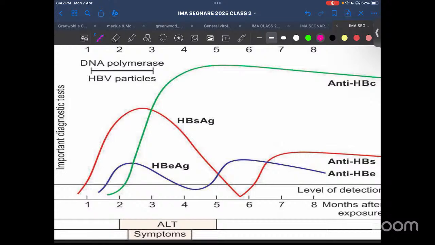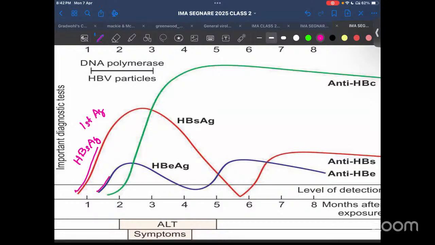Okay, so what is there in this graph? This is actually a very simple graph. See, the first one that is rising here, what is this? This is HBsAg. That is the first antigen, the first marker to appear in blood.